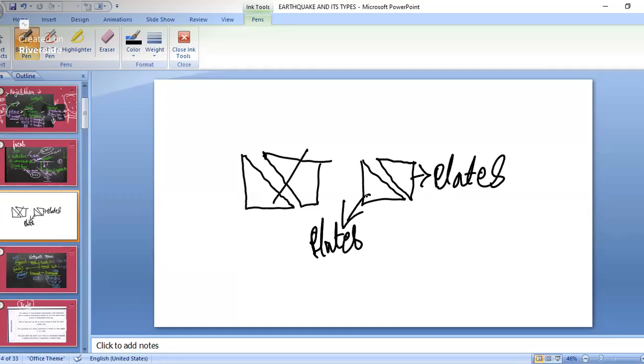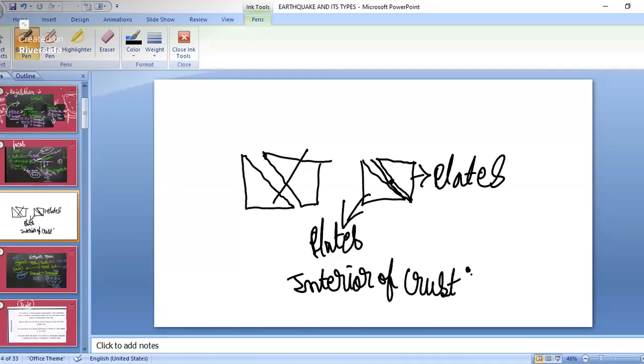So in that case, what happens? From this part, when we have the release of energy, we'll take one part as a center, the part where the maximum energy release takes place first. That part we'll take as a center, and this particular center will be inside the interior of the crust.